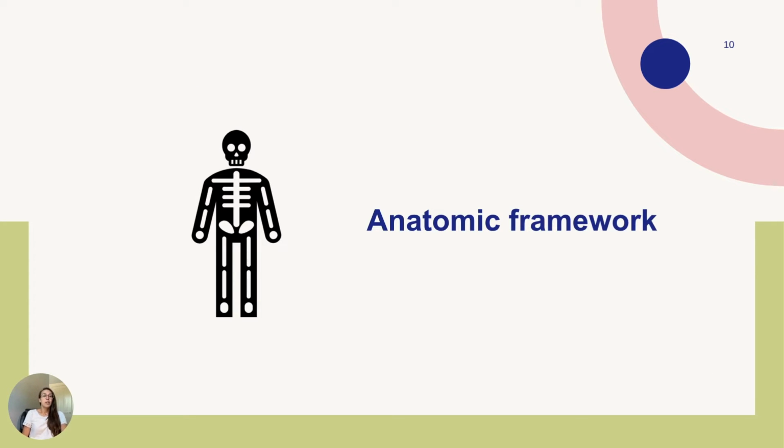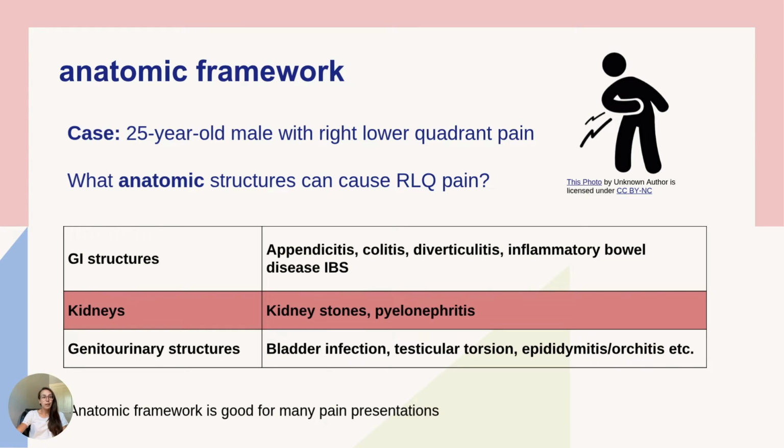Next, we're going to dive into the anatomic framework. I would say, anatomic framework definitely works well for various pain presentations. That's a common one to utilize for that. So, to exemplify that, let's see, classic case of a young male with right lower quadrant pain. So, off the bat, you might be thinking, oh, appendicitis. But again, if we wing it, we're going to miss some crucial, possibly red flag diagnoses, right?